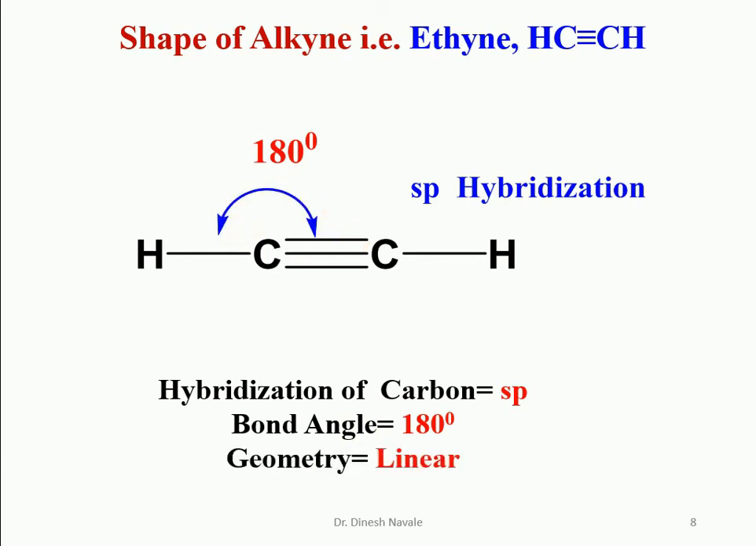In the case of alkynes, the representative example is ethyne, or acetylene. The hybridization of the carbon will be sp, the bond angle will be 180 degrees, and the geometry will be linear.